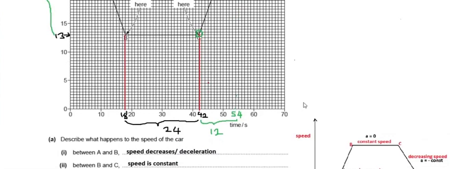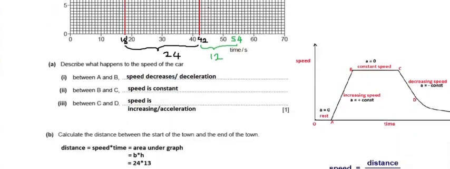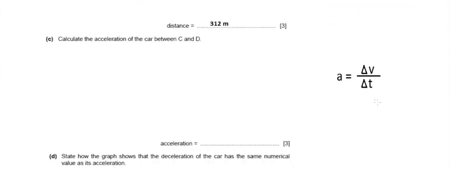So we should know the speeds corresponding to D and C. With respect to C, it is 13. With respect to D, it is 31. So difference is nothing but 18 meter by second, and the time with respect to C and D is 42 and 54. So difference is nothing but 54 minus 42, that is nothing but 12. So the change in time is 12, change in speed is nothing but 18.